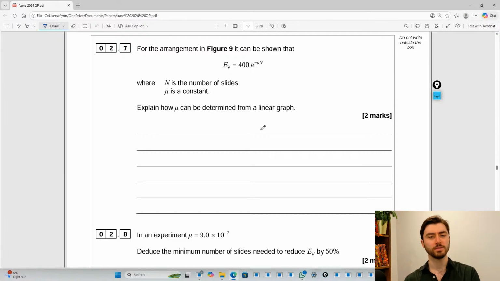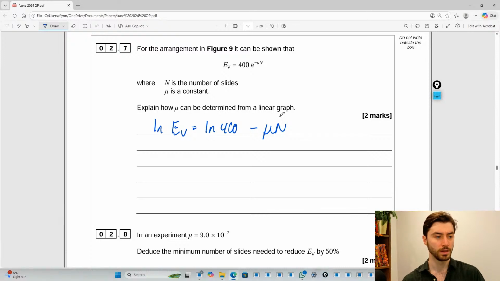So for the arrangement in figure 9, it can be shown that this relationship is true. Explain how this can be determined. Again, this linear graph, they love asking about it. So in this case, we're going to take ln of both sides. So ln EV equals ln 400 minus mu n. So in other words, different glasses do absorb different amounts of light.